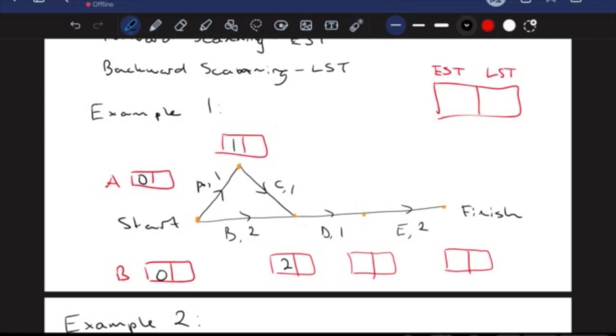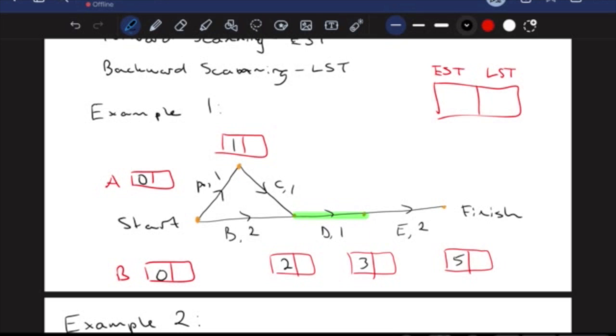Okay? After doing activity D, so once we go along here, we've done activity D, it takes 1 hour. The earliest I can start activity E is going to be 1 hour after that. So 3 over here. And then finally, activity E takes 2 hours, so I will finish at 5 hours. That means this entire project is going to take 5 hours to complete. This is our forward scanning. It tells us what the earliest start time for each activity is.